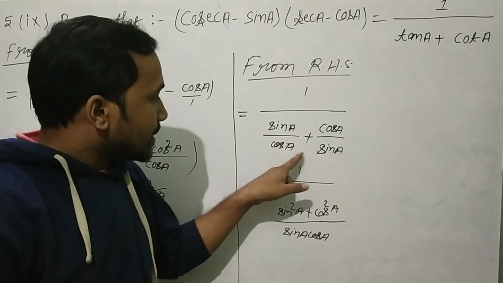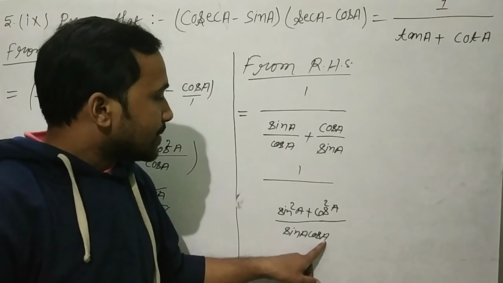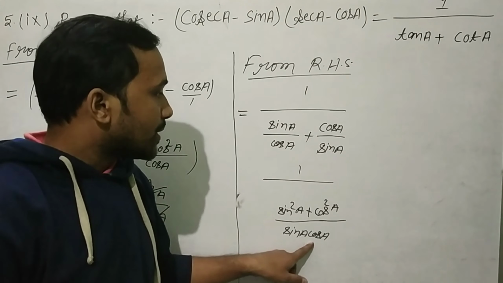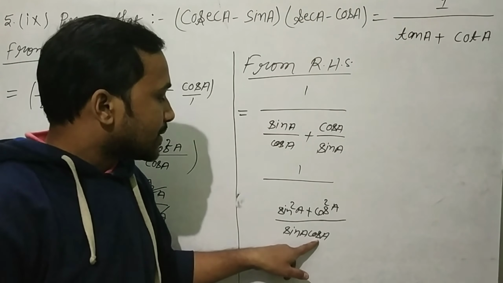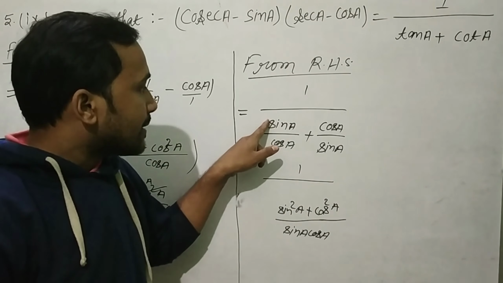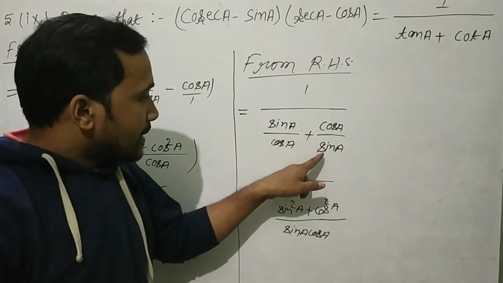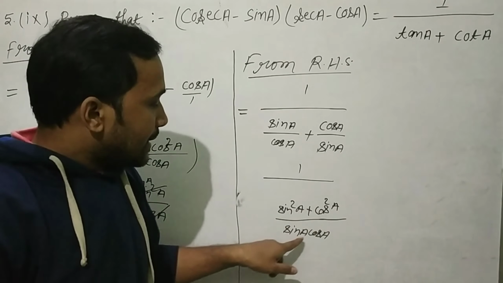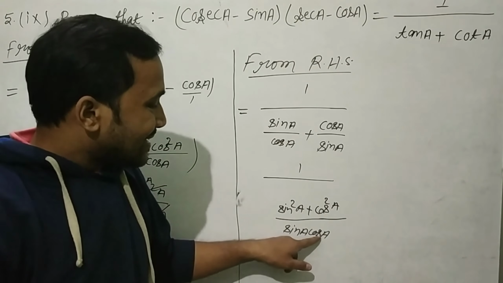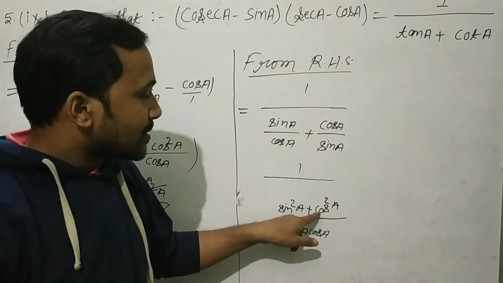The LCM of cos A and sin A will be sin A into cos A. This is your LCM. Divide this LCM by cos A in the numerator part, so cos A and cos A will cancel out. You will have only sin A, and this sin A will be multiplying sin A, so you will get sin square A. Same, divide the LCM by sin A, then you will have cos A, and then multiply this cos A in the numerator by cos A, so you will have cos square A.